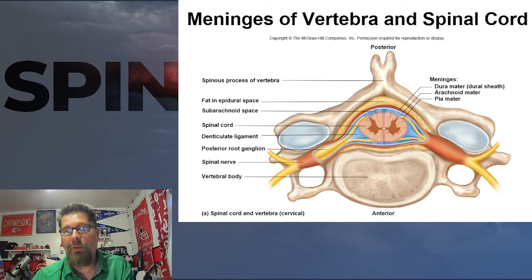So that's the pia mater. Again, it wraps around the spinal cord just like a very tight-fitting glove, and offers protection, limits movement of the spinal cord, and then the attachment to the first coccygeal vertebra.